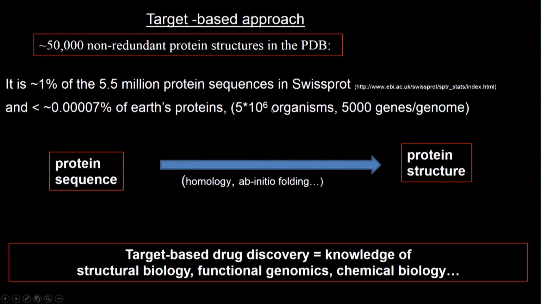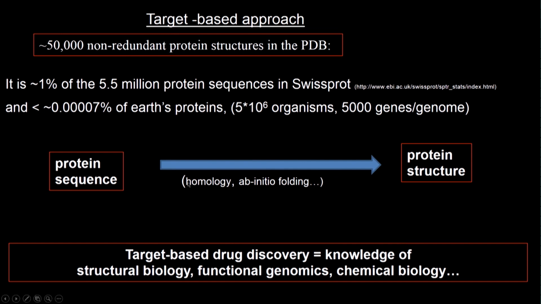That means there are about 5 million organisms, each organism has 5,000 genes. So that is a very small number. That means we do not have information about a large number of proteins, almost 99.99% of proteins found on the earth. Okay. So we will not find the 3-dimensional structure of many proteins involved in many human diseases. So we may find it for other species.